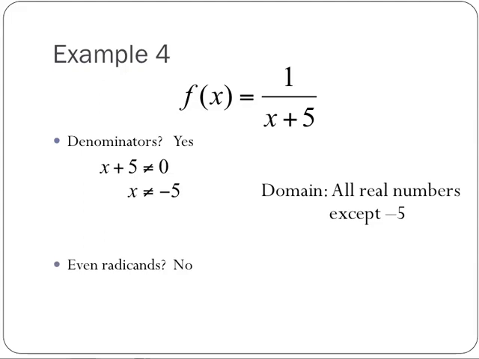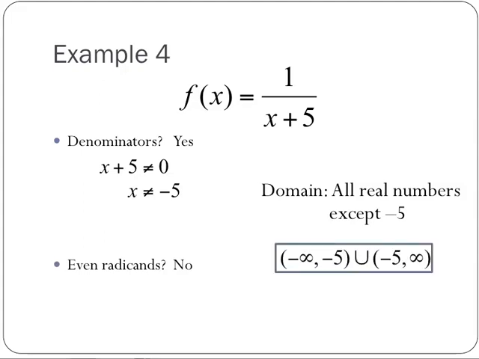Now in interval notation, that would be everything from negative infinity to negative 5. Don't include negative 5, so parentheses, no square brackets there. And then anything from negative 5 all the way up to infinity, again, don't include negative 5. And that is our domain.